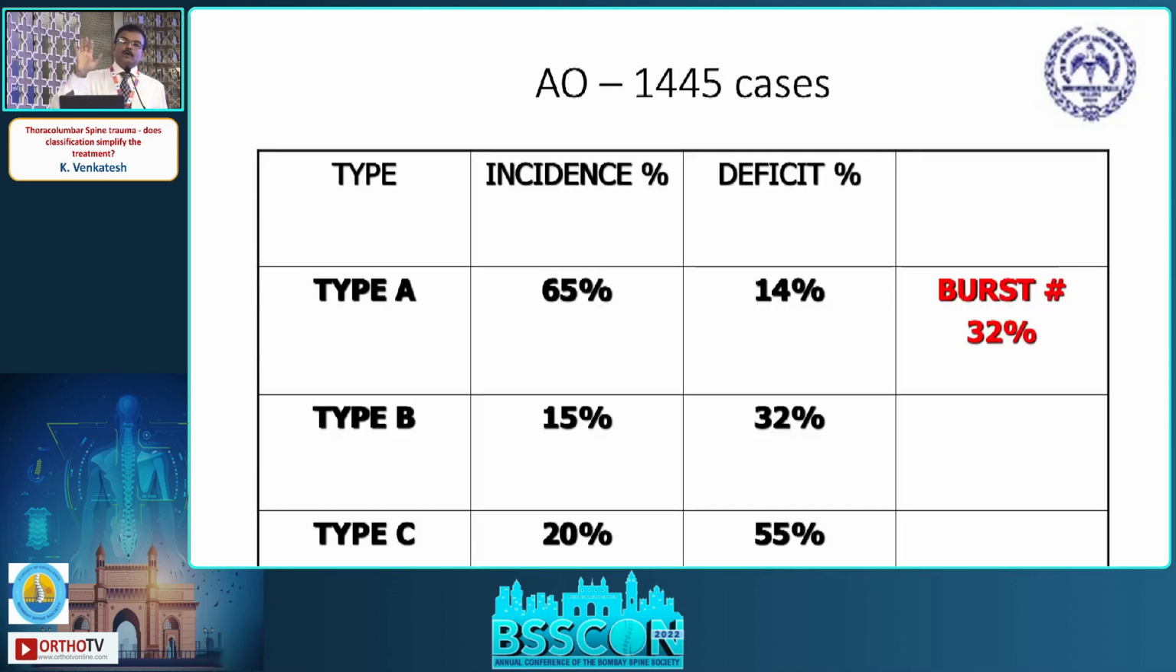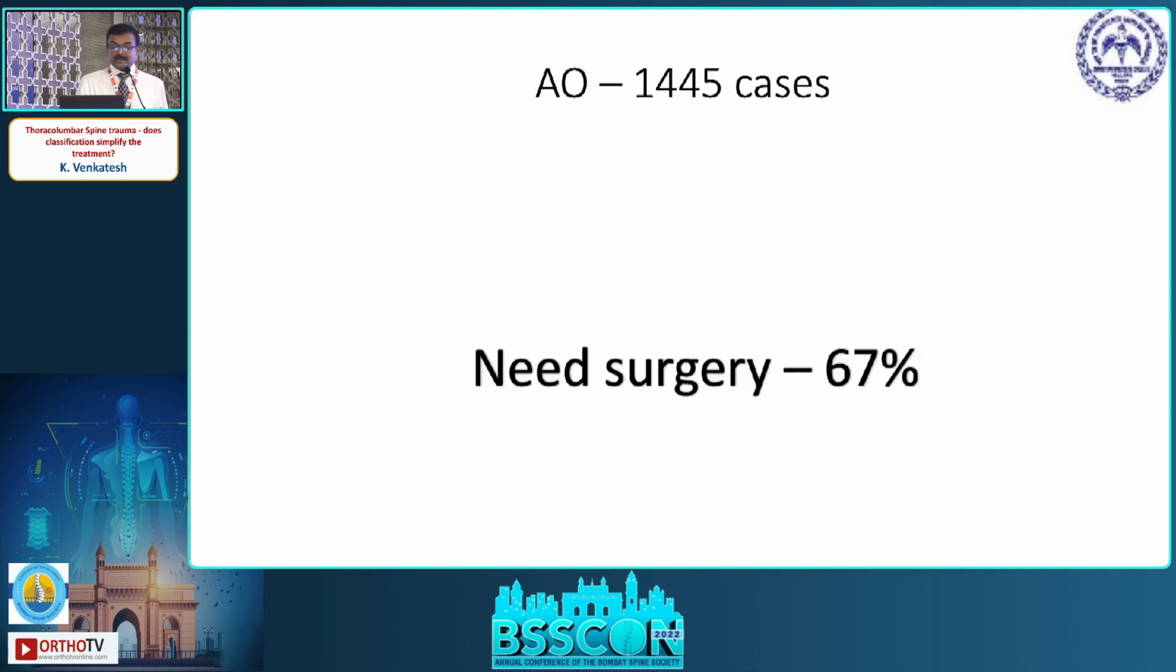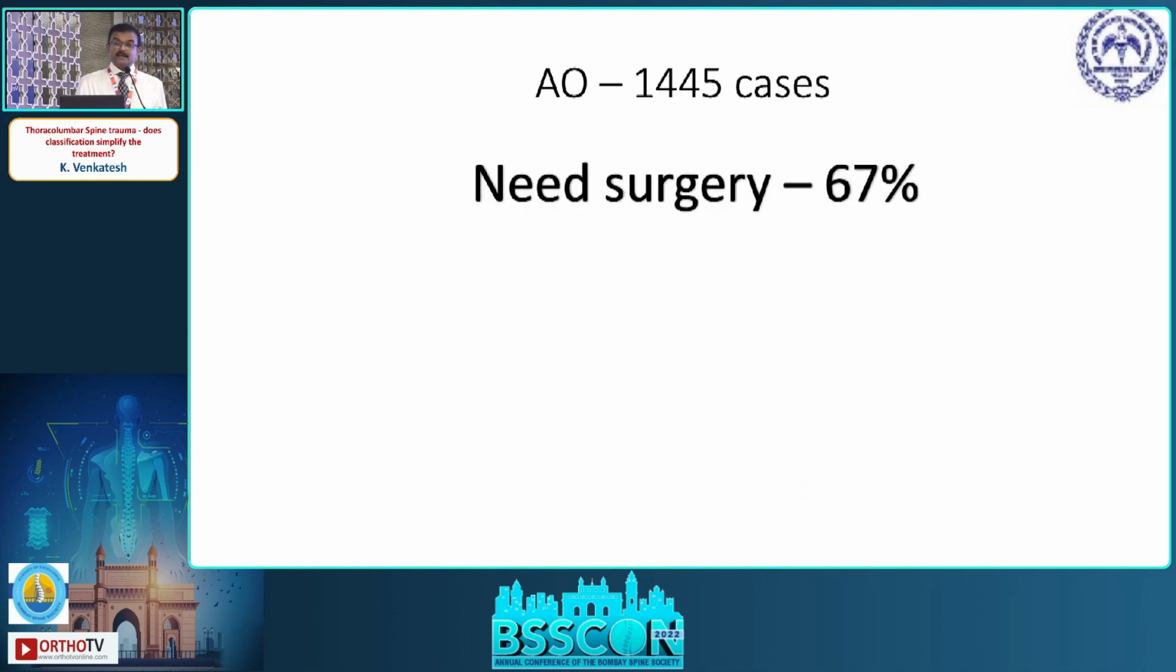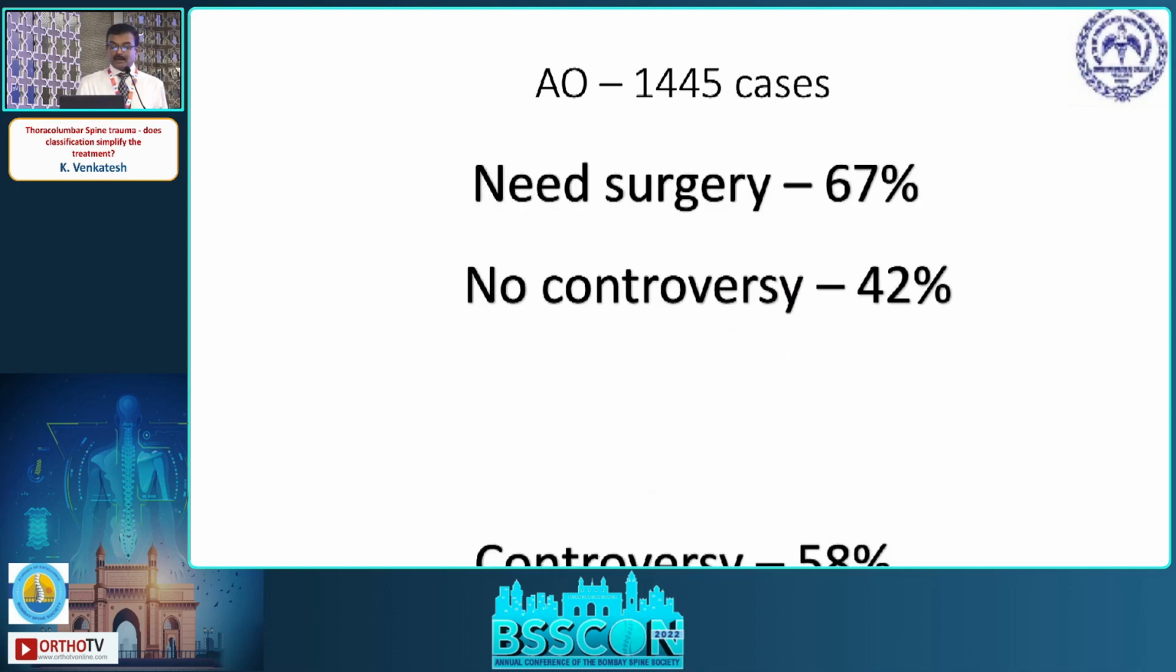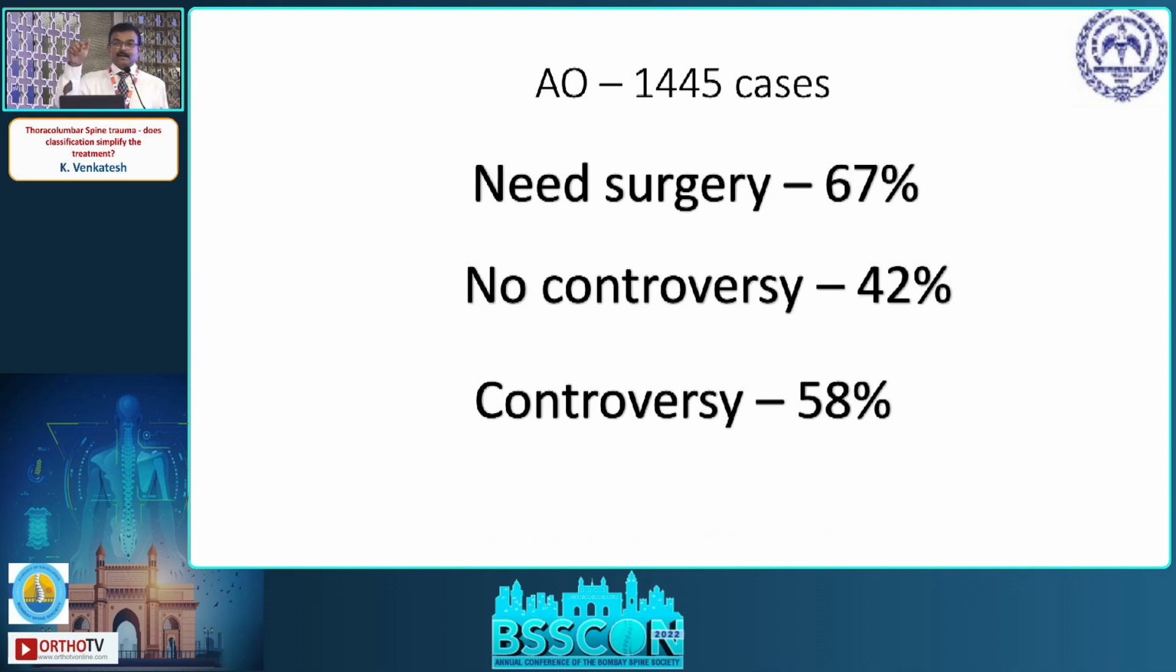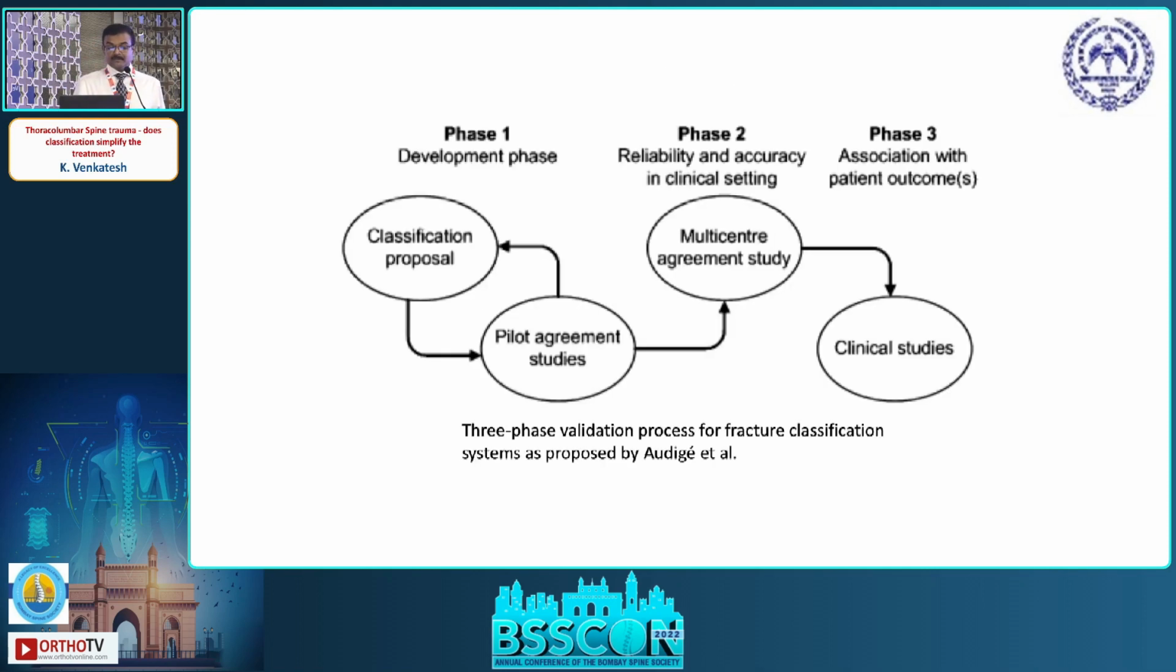If you take the total number of cases in AO, they studied 1,445 cases. In that, burst fractures were 32% and type B injuries another 32%. The ones which needed surgery were 67% and the controversy was 58% with the current classification. So even with the current classification, the controversy about doing a surgery is 58%.